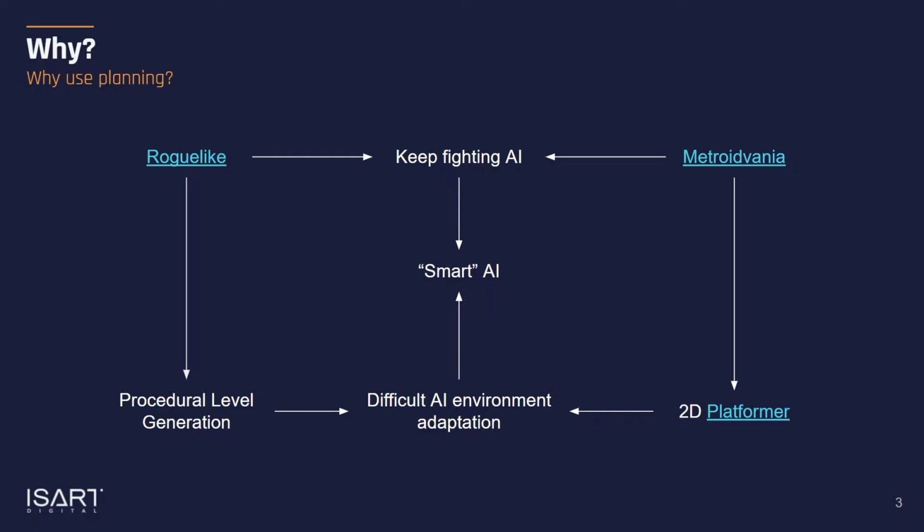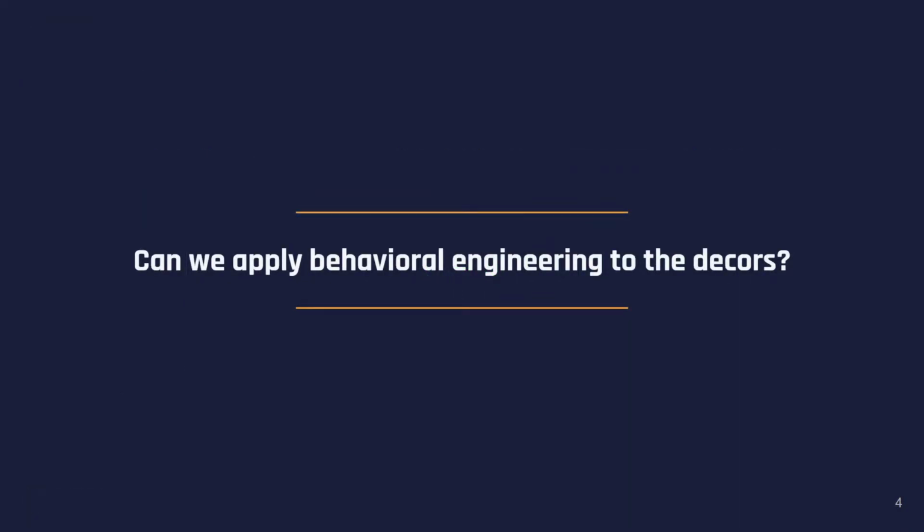By looking at this graph, now that we choose planning for AI, there are two elements that will use random generation. Of course, the planning, but also the procedural level generation. So now we come to the question: can we apply behavioral engineering to the decors? The same engineering we are using for AI.